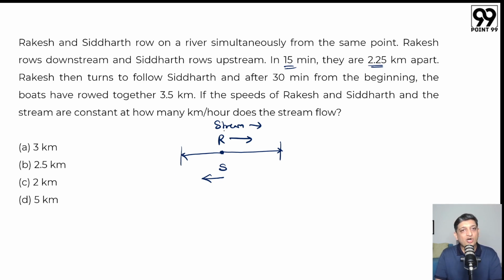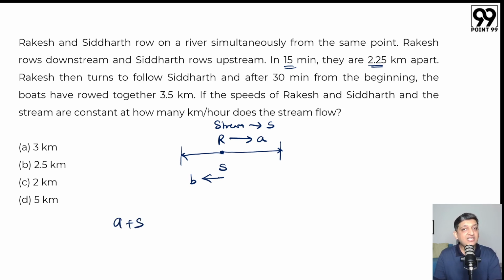What is the speed of Rakesh and the stream? If you think about it, let's say the speed of Rakesh is A, the speed of Siddharth is B, and the speed of the stream is S, for example. Now at what speed would Rakesh be traveling? Rakesh should be traveling at speed A plus S.